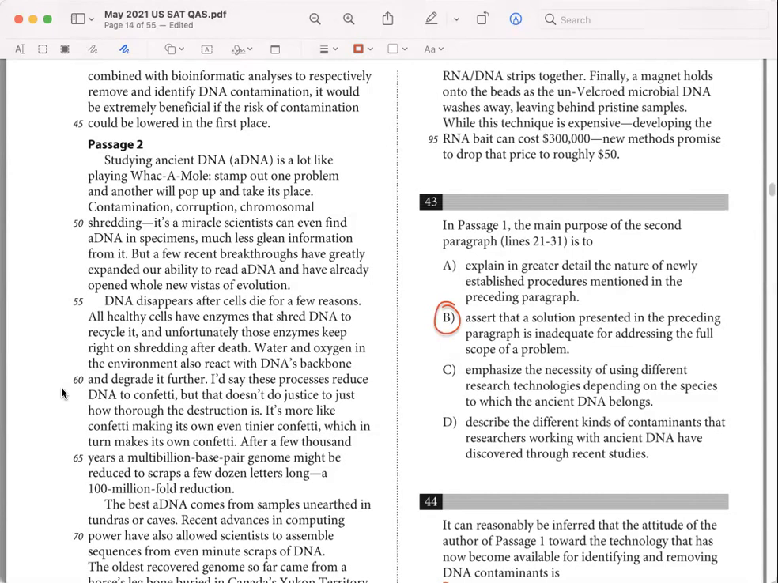DNA disappears after cells die for a few reasons. All healthy cells have enzymes that shred DNA to recycle it, and unfortunately, those enzymes keep right on shredding after death. Water and oxygen in the environment also react with DNA's backbone and degrade it further. I would say these processes reduce DNA to confetti, but that doesn't do justice to just how thorough the destruction is. It's more like confetti making its own even tinier confetti, which in turn makes its own confetti. After a few thousand years, a multi-billion base pair genome might be reduced to scraps a few dozen letters long, a 100 million fold reduction.